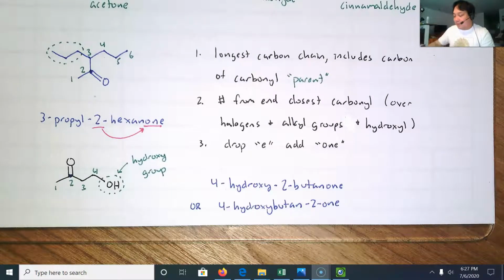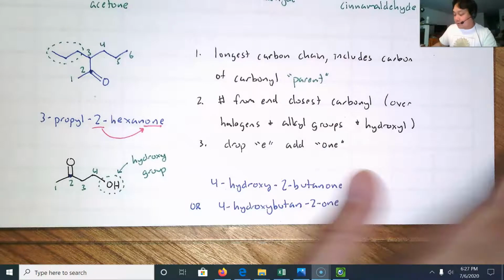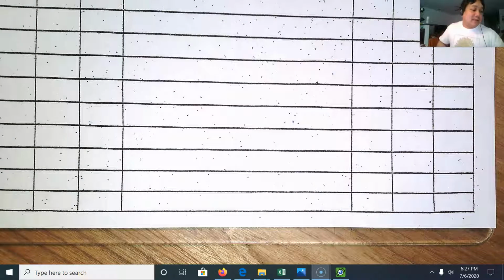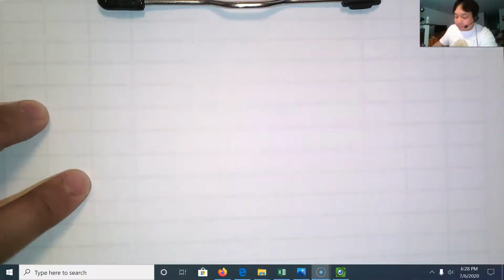All right, let's remember these rules because we are going to now work with aldehydes, which have also a carbonyl group. But the thing with aldehydes is that the carbonyl group is at the end because there has to be at least one hydrogen attached to the carbonyl carbon. And let me give us an example. How about this one?